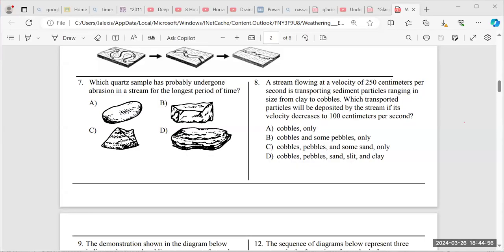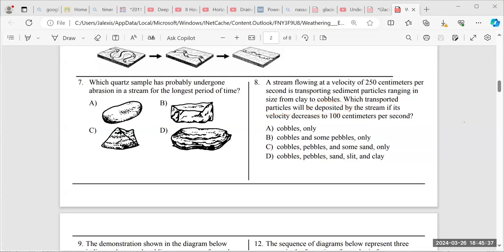All right, number 8. Number 8 says a stream flowing, there you go, at a velocity of 250 centimeters per second is transporting sediments, particles ranging in size from clay to cobbles. Which transported particles will be deposited by the stream if its velocity decreases to 100 centimeters per second? So you're starting off with 250 centimeters per second, and you're ending up at 100 centimeters per second, and this is why we got to read, we want to know only the particles that will be deposited.